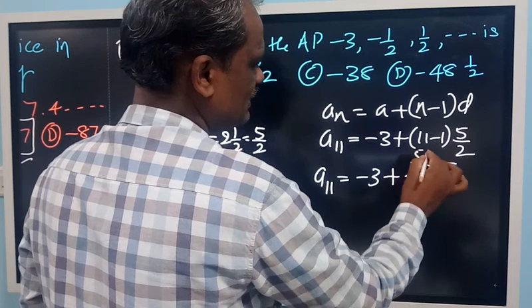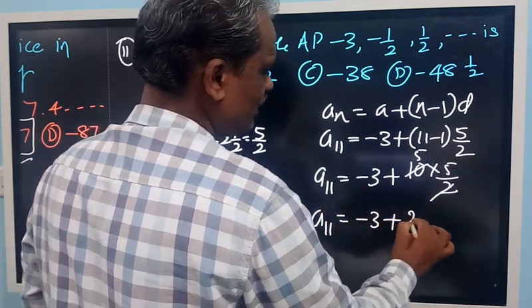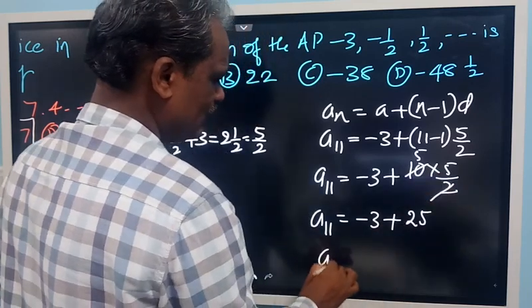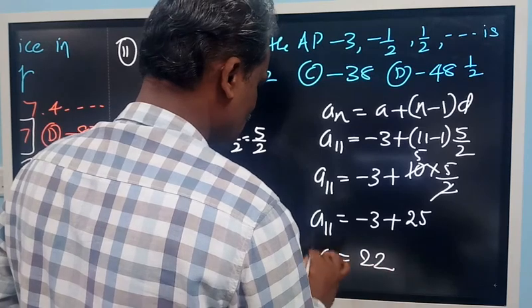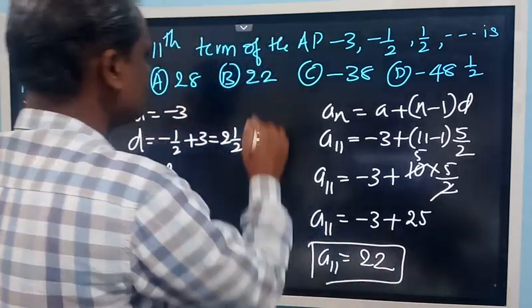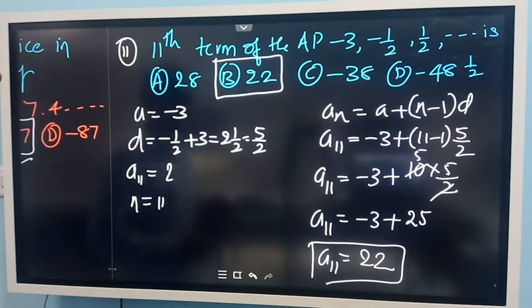2 ones are 2, 5 fives are 25. So a11 is equal to minus 3 plus 25. It is 22. So then the correct option is B. B is the correct option. The right answer is: the 11th term is 22.